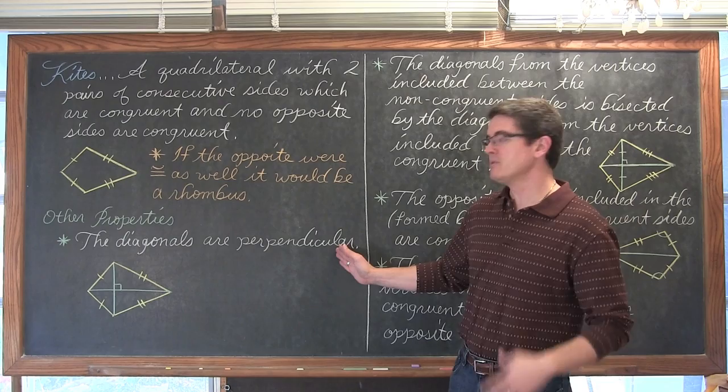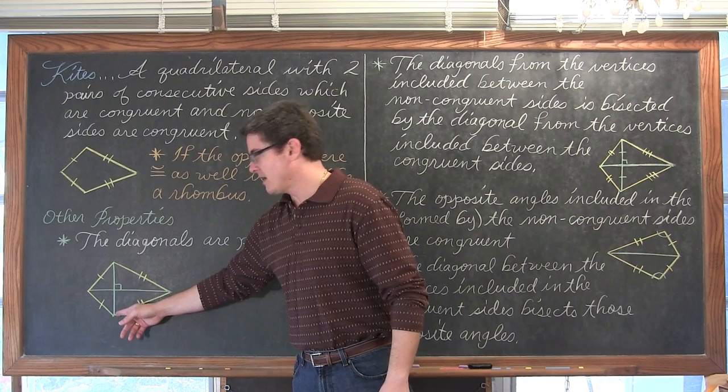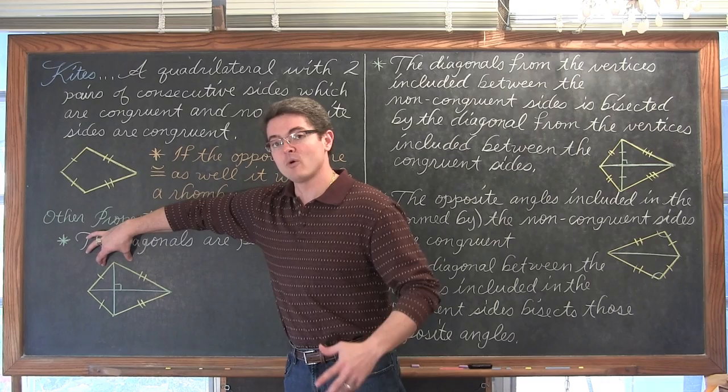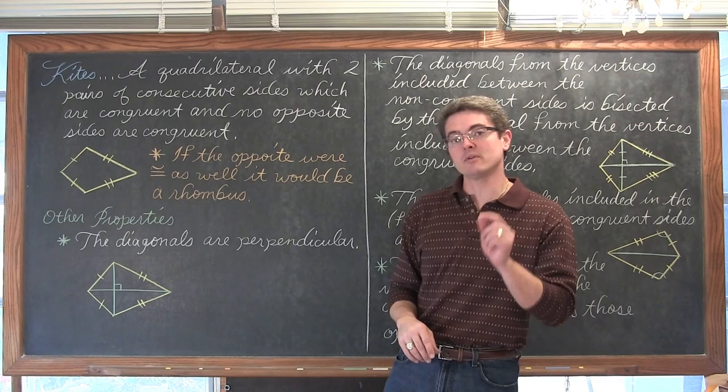The diagonals of a kite are going to be perpendicular. So we have a diagonal here connecting these two vertices, which are formed by the non-congruent sides, and we have a diagonal going this way. And these diagonals are going to be perpendicular, and they're not just going to be perpendicular, there's also going to be some bisection going on.